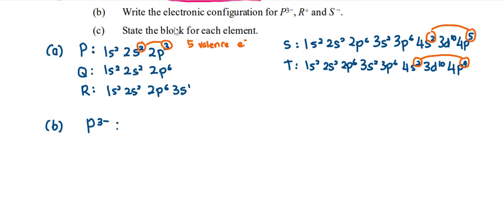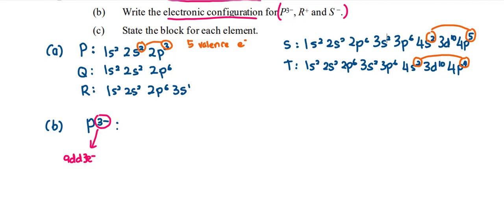Alright, so for B, okay, the question asks you to write the electronic configuration for the ions. Okay, so sekarang ni kita ada electronic configuration for each ion. Okay, P3 minus ion, negatively charged ion, kita tahu kalau negatively charged, kita akan tambah elektron. Okay, berapa banyak nak tambah tengok charge dia. Kalau 3 minus maksudnya kita akan tambah 3 electrons lah.